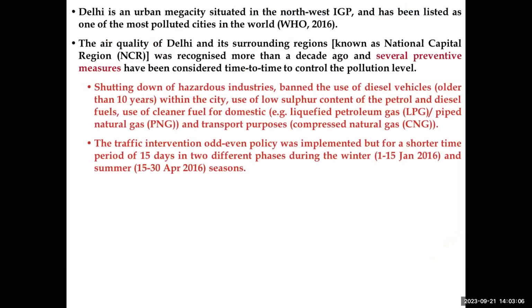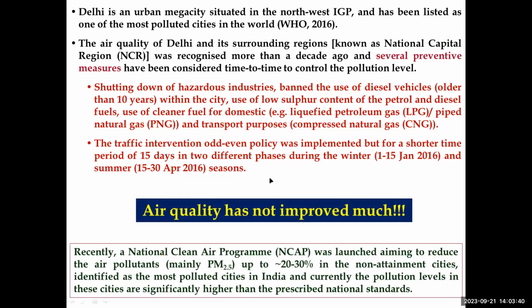So these are the basic characteristics, meaning what the Delhi government has done in the previous years. Several preventive measures have been taken to control the pollution level, like shutting down hazardous industries, banning the use of diesel vehicles more than 10 years old within the city, and use of low sulfur content petrol and diesel, and cleaner fuel for domestic and transport purposes. Also, a traffic intervention, the odd-even policy, was implemented for a shorter period of time, but still the air quality has not improved much.